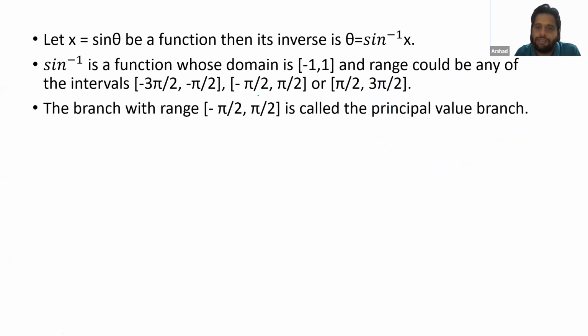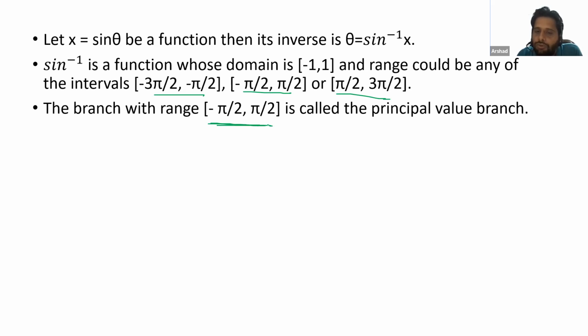As I already told you, if you need to find the inverse trigonometric function, you need to take a portion. That portion can be this, that portion can be this, you can take any portion. But we should have some standard. That standard is that the branch with the range minus pi by 2 to pi by 2 is called the principal value branch for sine theta. Whenever we find the inverse of the sine function, we will take only this branch, minus pi by 2 to pi by 2, and this standard is called the principal value branch.